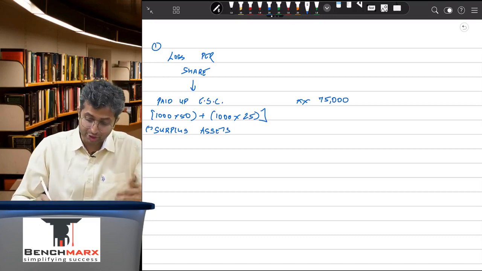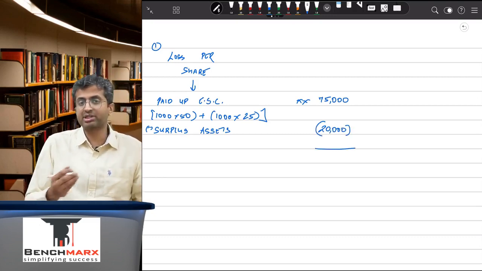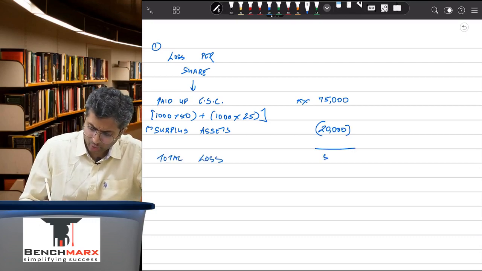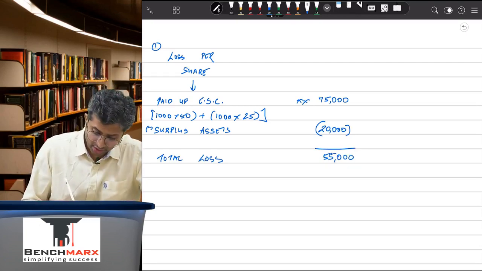Sometimes it can be a deficit as well. So if it is a surplus asset, let us say you have around 20,000 as surplus assets. So you will say, okay, that means for something which is worth 75, I can give only 20, and hence the total loss that the shareholders will suffer is 55,000. Okay, now this is a total loss.